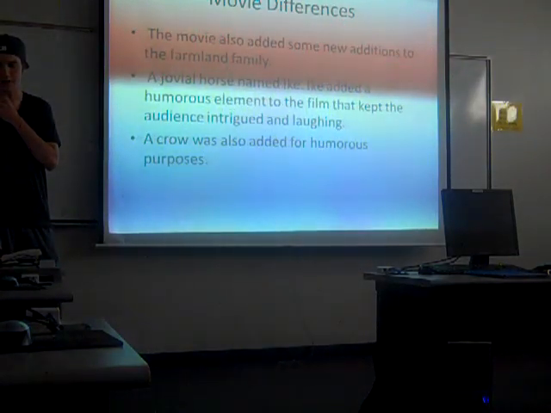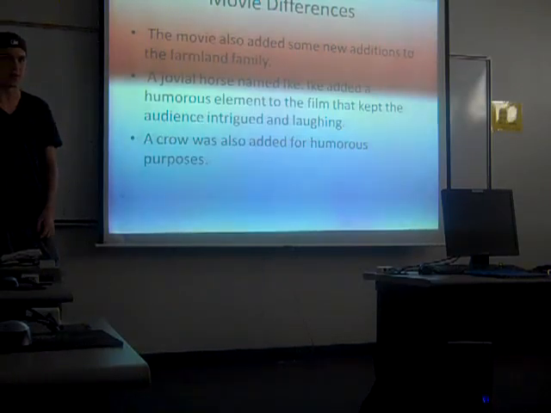Also, more movie differences: the movie added somewhat new adaptations to the farmland family. A horse named Ike was added for laughter, and a crow was also added for humorous purposes that was never in the book.